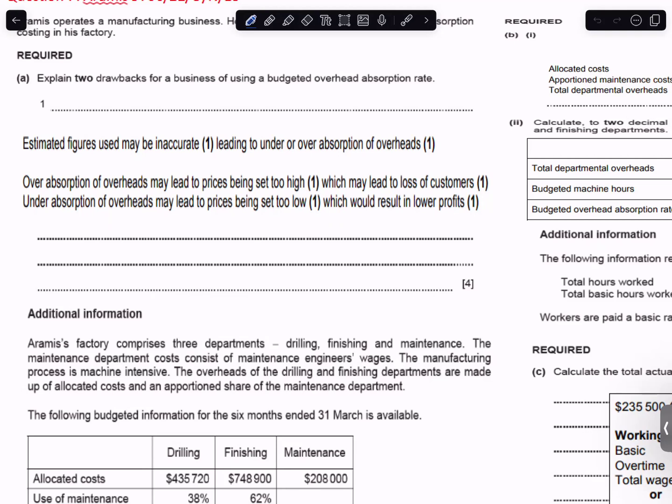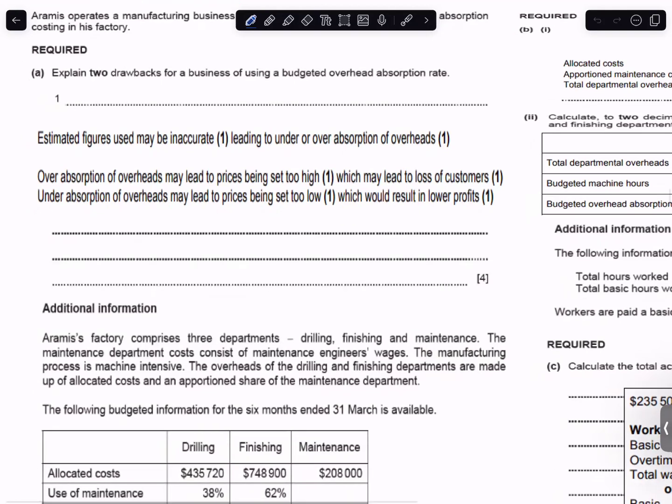If you are using an estimated figure, and if you've chosen a lesser amount, that means your overheads are under absorbed. So you're setting the price low, and if you're setting the price low, you're going to get lower profits. If you're setting the prices higher, then what will happen? Then customers may not want to buy from the business. Think about over absorption: the prices will be too high, which means you are over absorbing the overheads. Then it may get you higher profit, but it will lead to losing out on your customers.